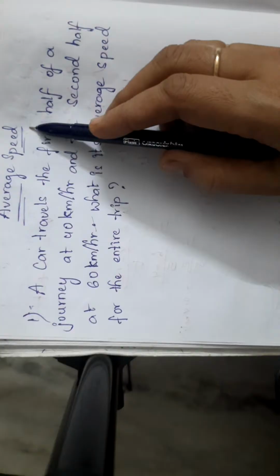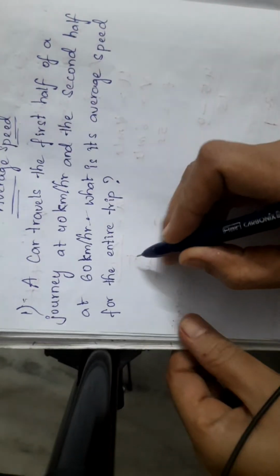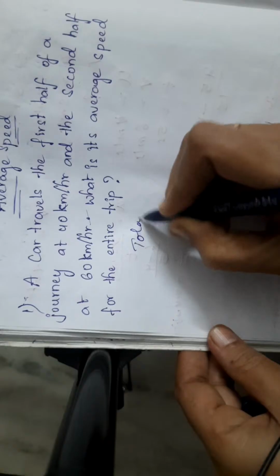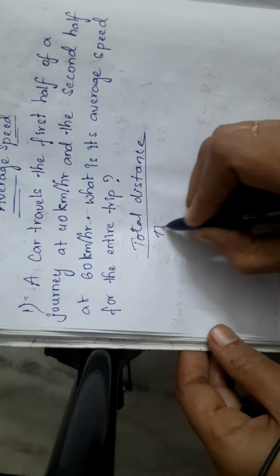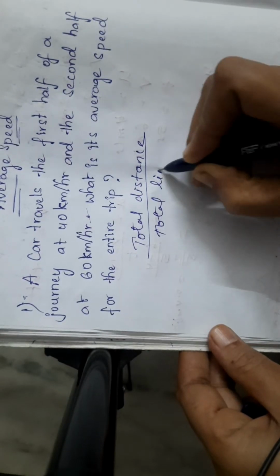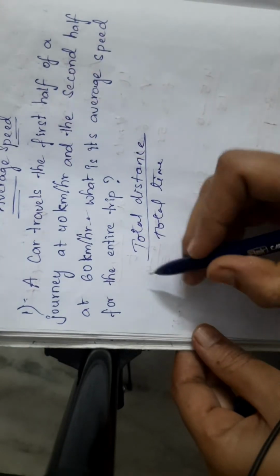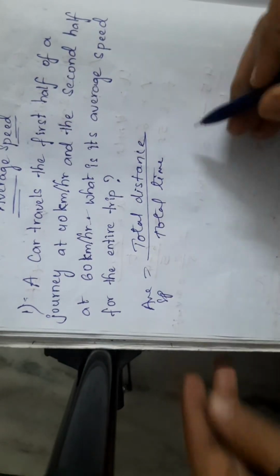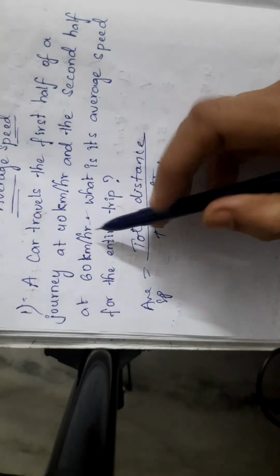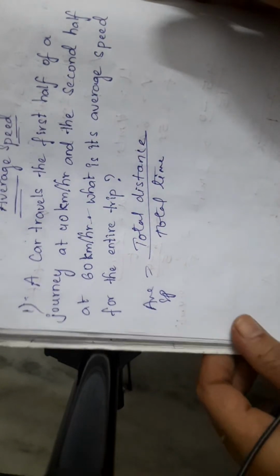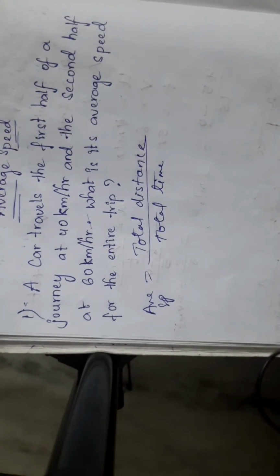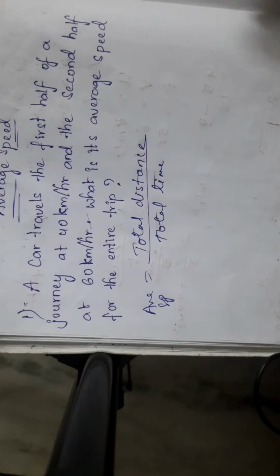First of all, what is average speed? The formula of average speed is total distance upon total time. When you come across this question, distance is not given. For any question, to solve it properly, first of all, have the habit of reading it twice. Unless you read it properly, you will not be able to get clear with the concept.